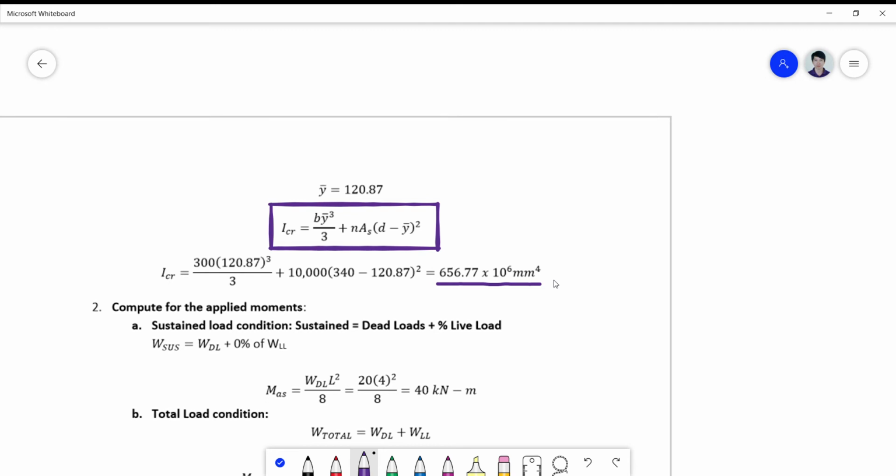Okay, so that's the first step, to look into the properties of your section, the gross and the cracked properties. So it's a little bit easier since your beam is a rectangular section and we only have a simply supported beam, so we only need the properties at the midspan.